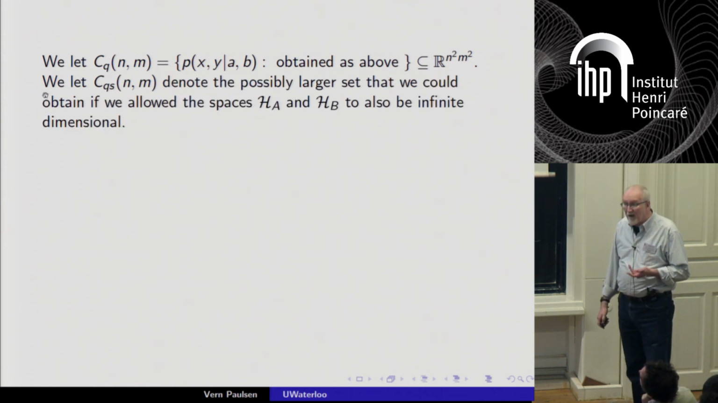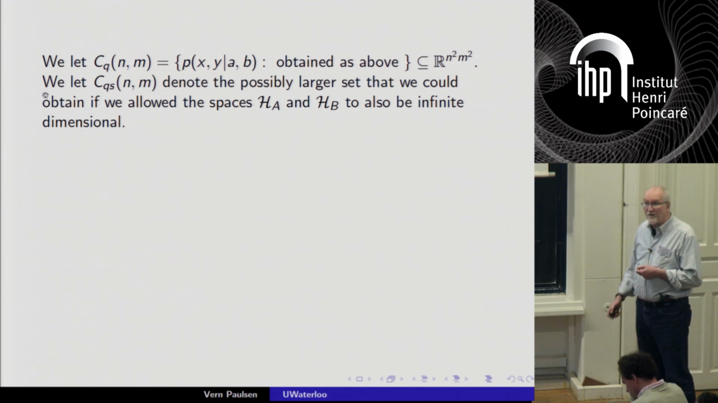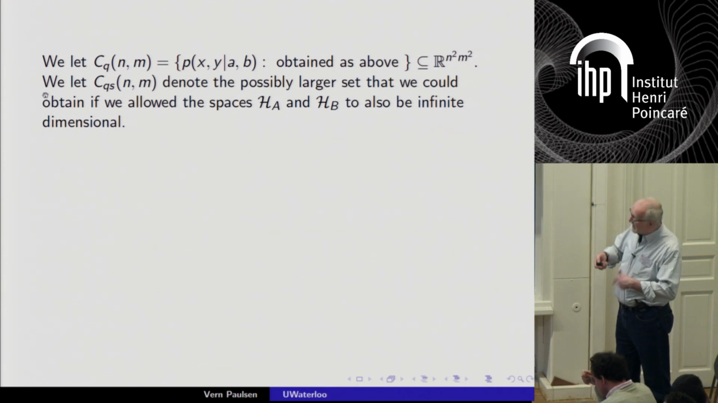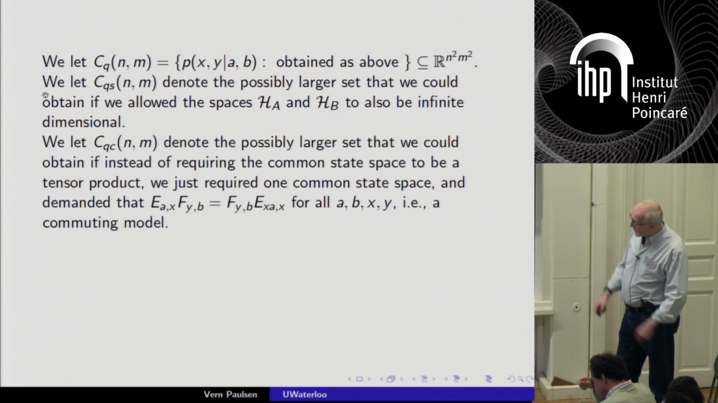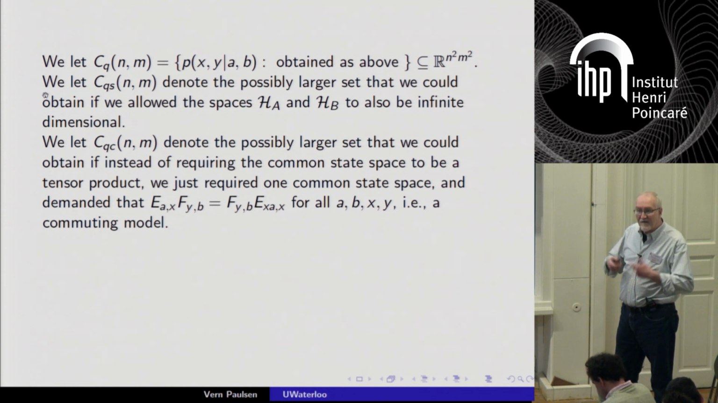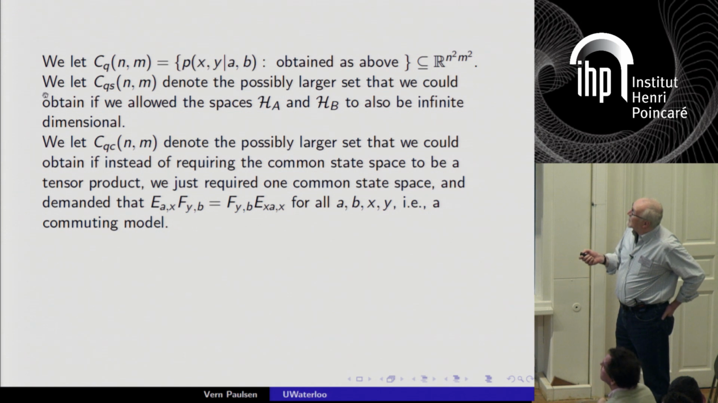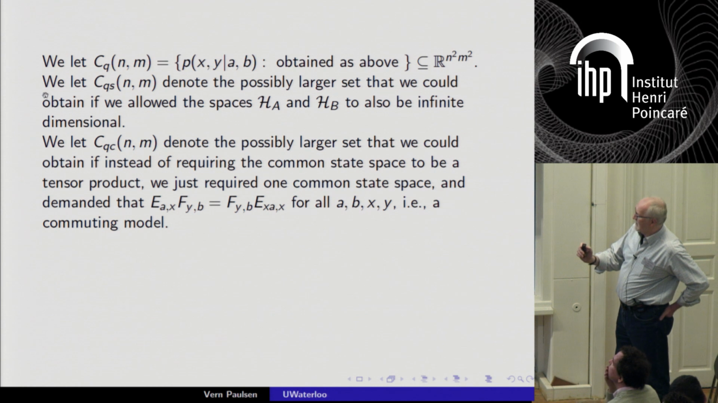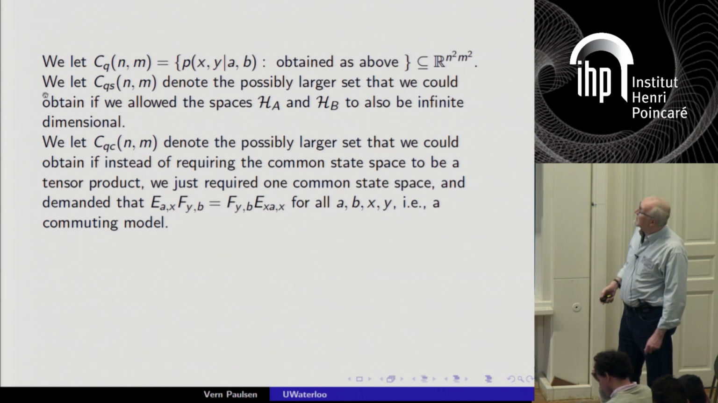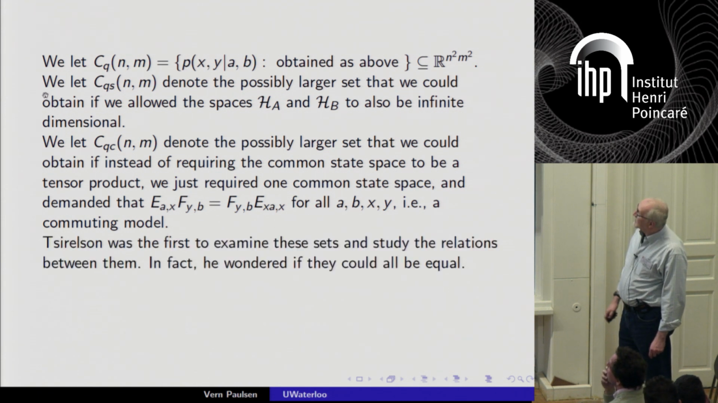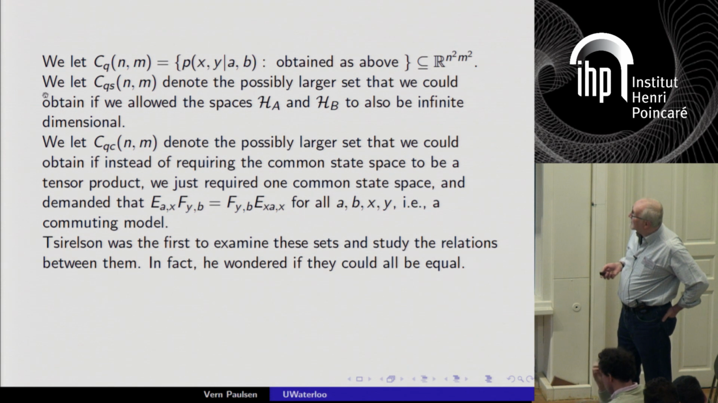There's a slightly more general model where you don't demand that the Hilbert spaces be finite dimensional, but allow arbitrary Hilbert spaces, though you still take a tensor product of everything. Then the most general model, called the quantum commuting model, assumes that there's one enormous state space that represents the whole universe. Their projection operators act on that space, and what indicates that the labs are separated is that those projection operators should commute. Then it's the same formula: E_{A,X}, F_{B,Y}, vector, inner product, vector. Tsirelson was the first to examine these sets seriously and study the relations between them. He speculated that they might all be equal.